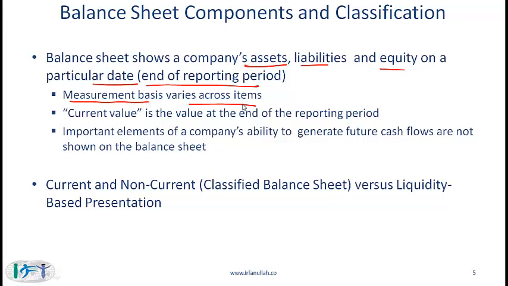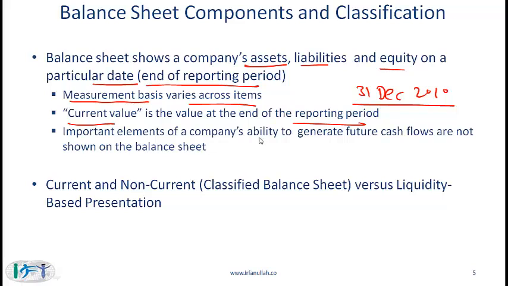This makes life interesting for the financial analyst who needs to understand the measurement basis for every single item on the balance sheet. Some items are shown at current fair value, and obviously the current value is the value at the end of the reporting period, which will be shown in the title of the balance sheet. So that's the current value on, say, 31st December 2010, if that is the end of the reporting period, and not the value when you as an analyst are looking at the balance sheet.